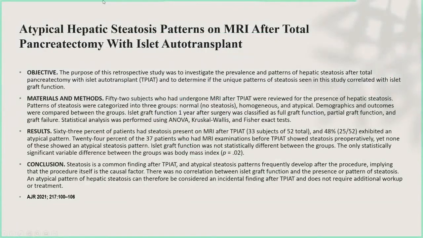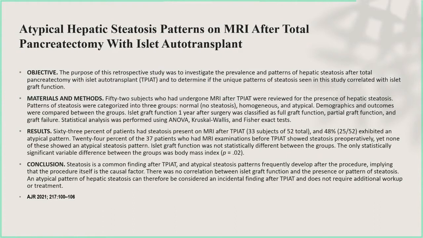So this is one of the more recent studies, and to highlight that the difference here is, instead of having a diffuse distribution of fat, you can have pockets of fat seen in the liver around the sites where the islets are. So you see that 63% of patients had steatosis present on MRI after TPIAT. 48% had an atypical pattern. That means it was not uniformly distributed.